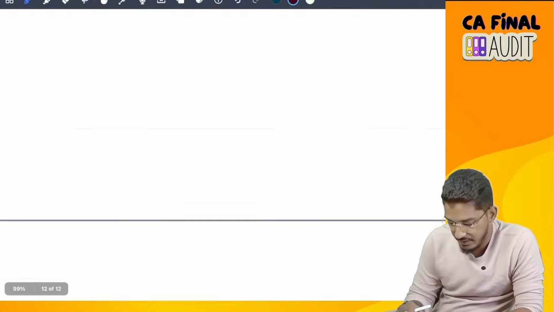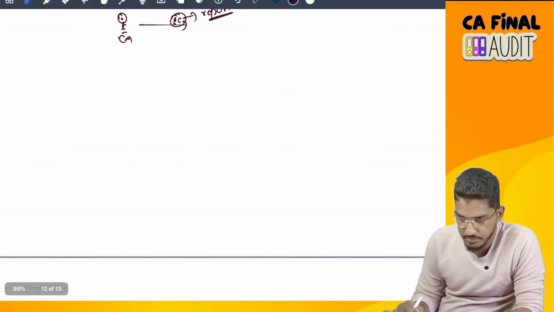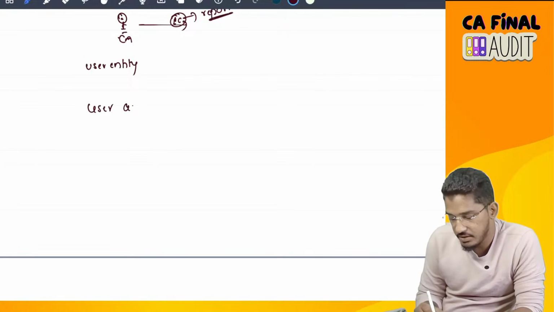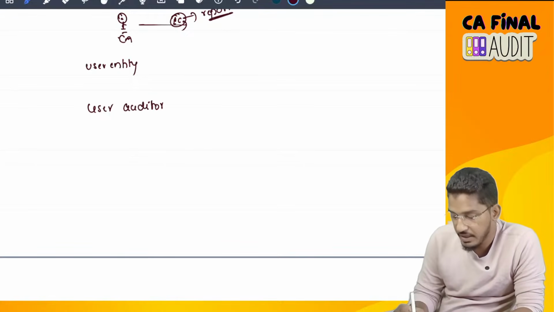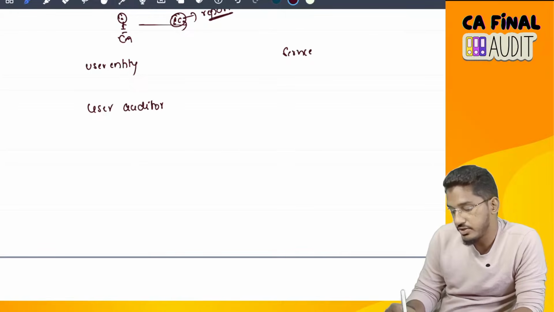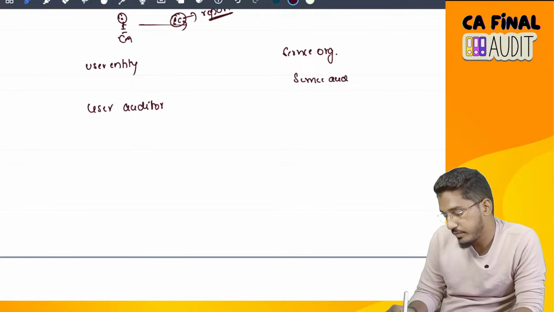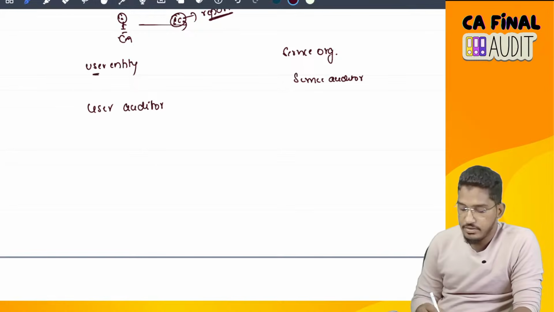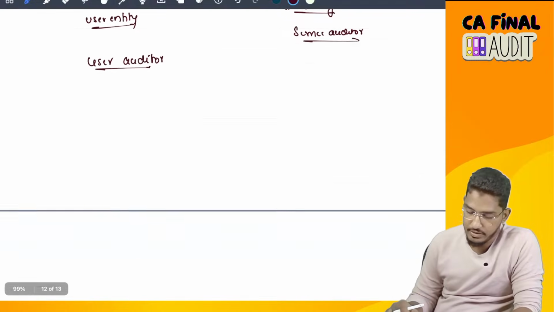So what are these engagements? In order to know the specific engagement, we need to understand a few terms. There are terms like user entity, then user auditor. In this discussion, we will cover SA 402 also; everything will get covered. Then we have service organization, and then service auditor. Now, what is this user entity? What is this service organization? Who is this user auditor? Who is this service auditor? Let us try to understand it.